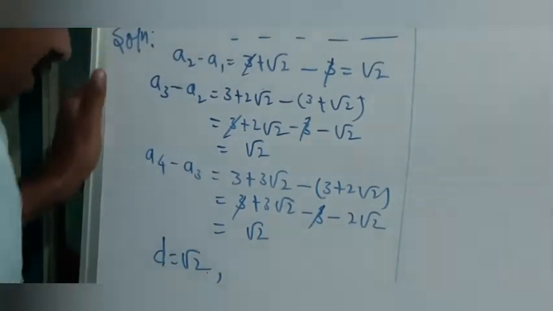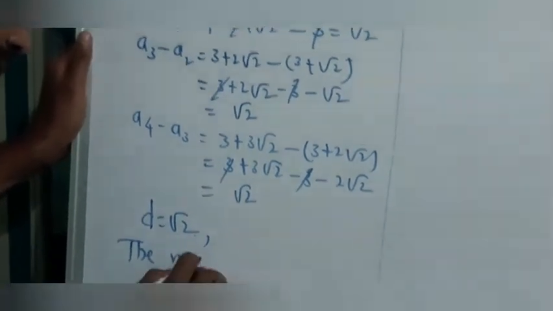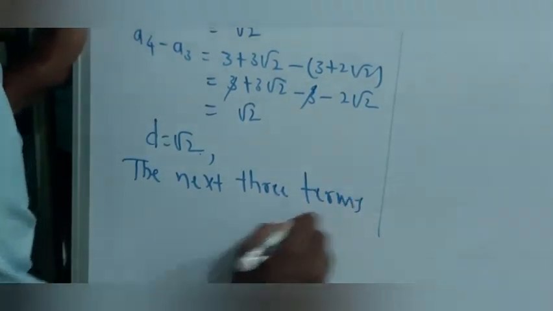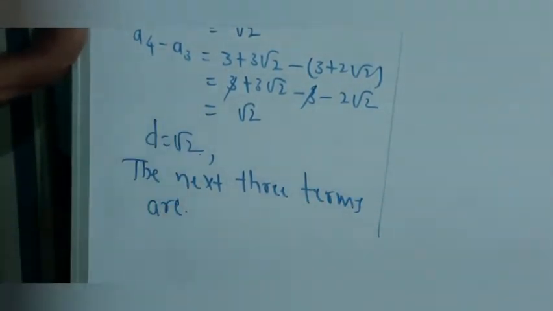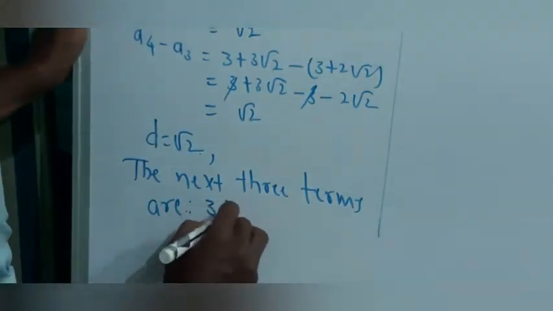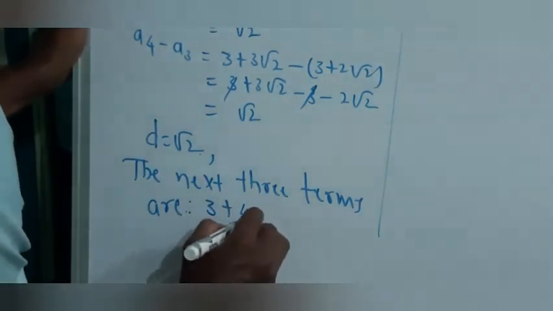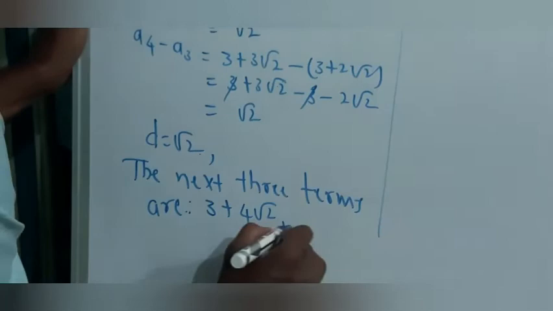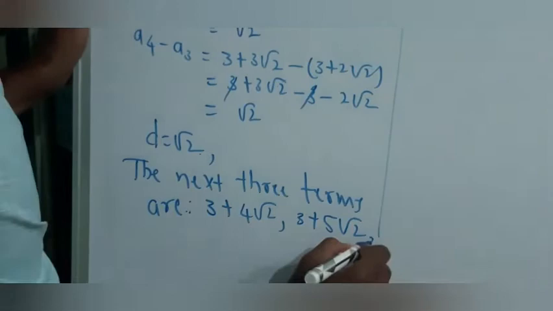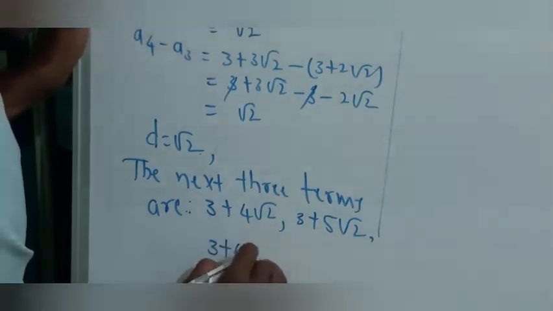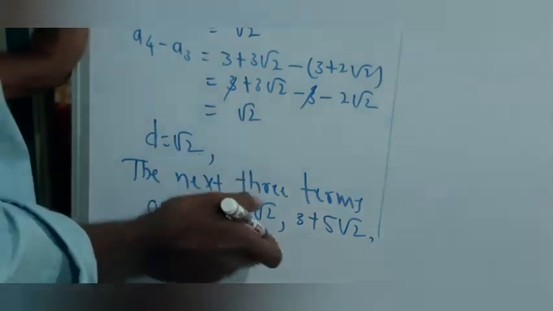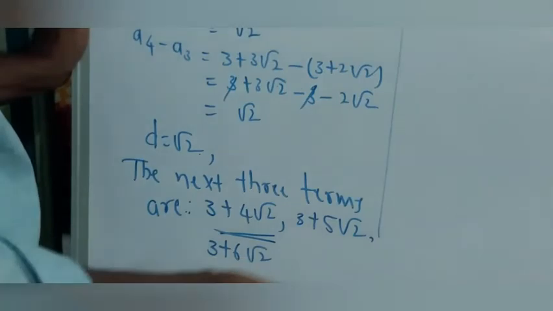The next three terms are 3 plus 4 root 2, 3 plus 5 root 2, next 3 plus 6 root 2. What I am doing, how did I get this? So every time I need to add root 2 to the term, I will get the next term.